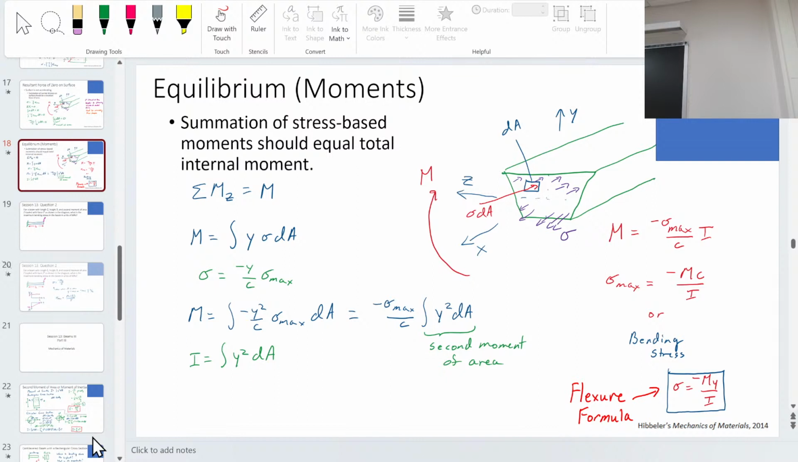This is going to need to be negative, right? So let's just back out. It's going to be negative My over I, and y is positive, so M needs to be negative in order for this to work, because this is bending in this direction. Yeah, I have it negative.